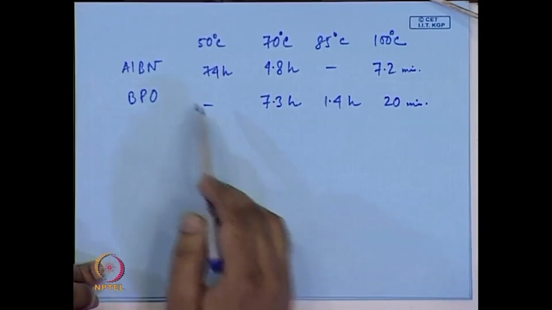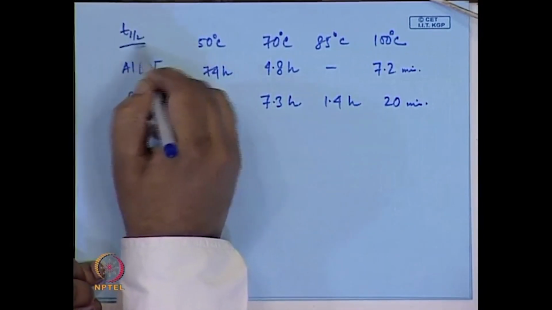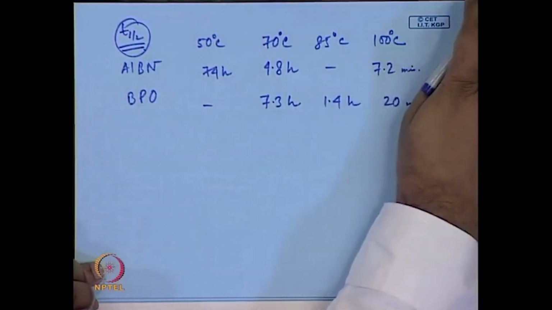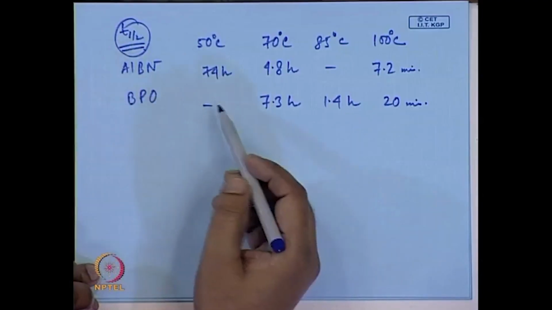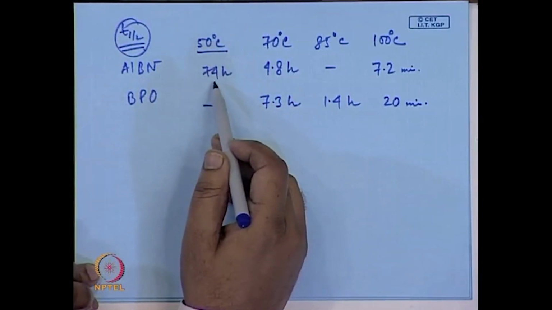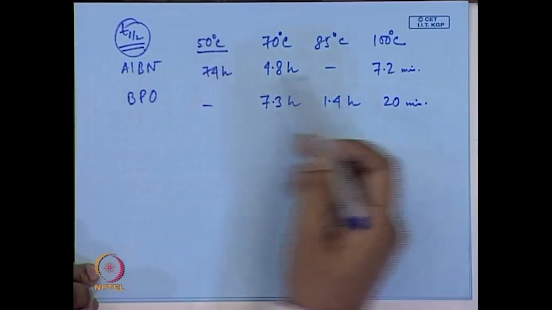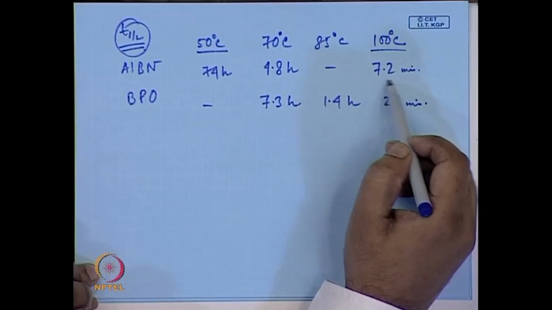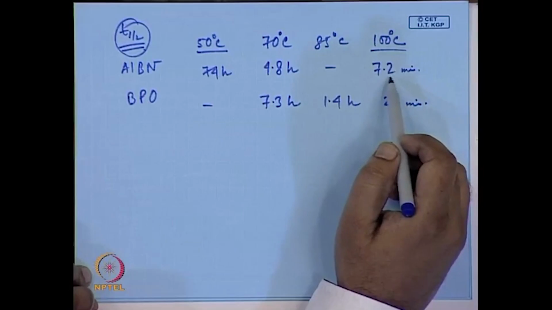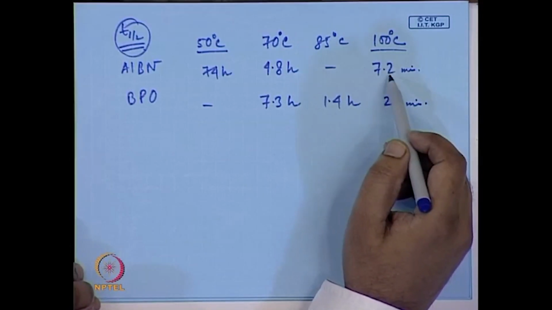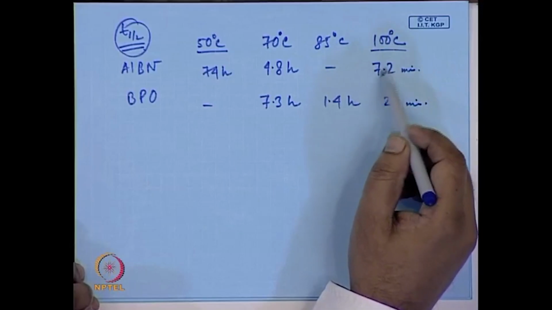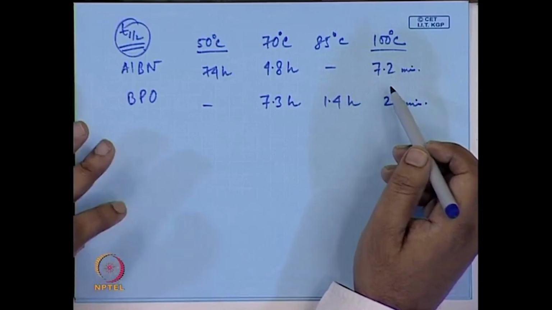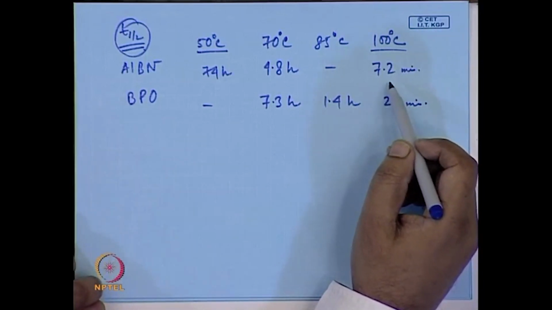So, these are the t half numbers for the commonly used initiators AIBN and BPO. AIBN has a t half value at 50 degree centigrade of about 74 hours, whereas at 100 degree centigrade it has a t half of 7.2 minutes. That means if you use AIBN as the initiator for a reaction at 100 degree centigrade, your reaction is very fast: at least half of the AIBN will be consumed in 7 minutes.